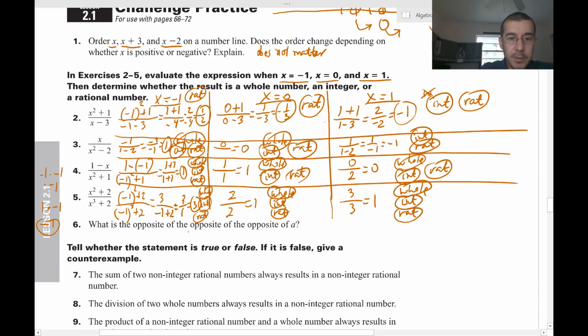What is the opposite of the opposite of the opposite of A? Okay, so the opposite of A is minus A. Opposite of minus A is A. Opposite of A is minus A. So minus A is the answer.